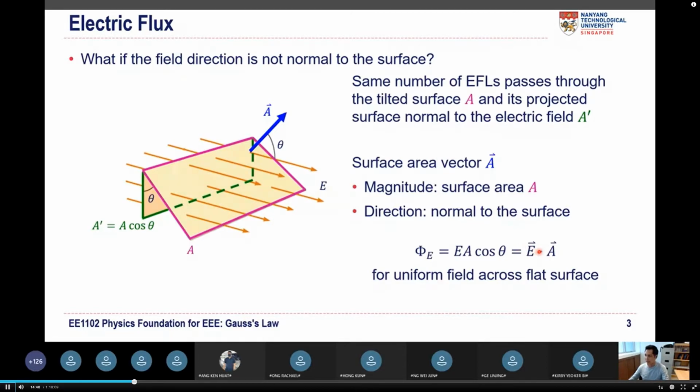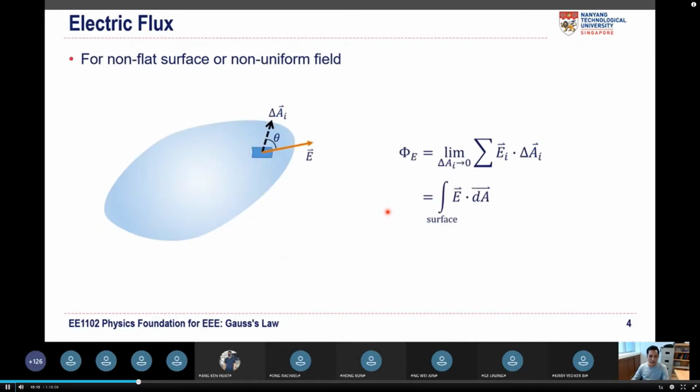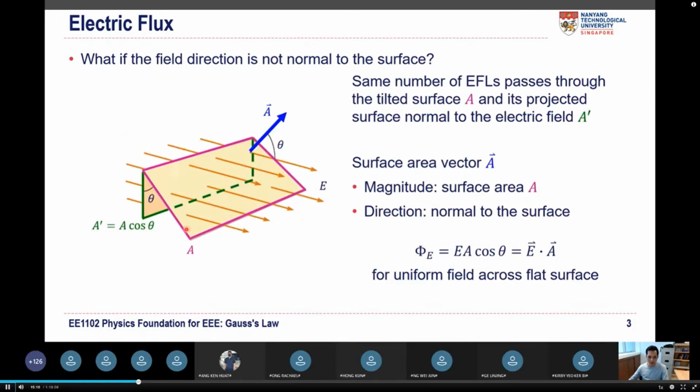Calculating the dot product of two vectors means you are looking at the projection of one in the same direction as the other one, and then you take the magnitude of that. So the dot product of two vectors will give you a scalar answer. This is also called the scalar product. So this is for a surface that is at an angle to the electric field.